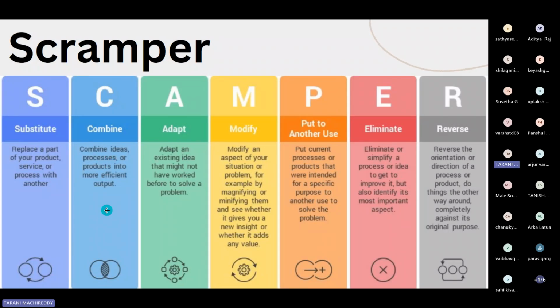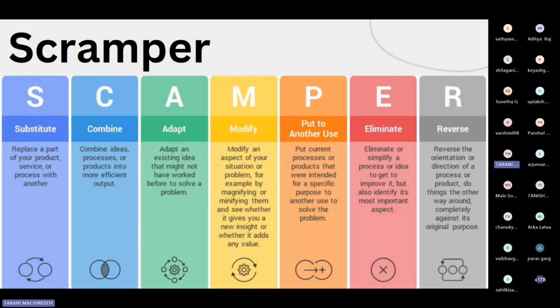And C stands for combine, where combine includes, okay, what features can we combine with our water bottle? Like inbuilt filter, can we combine inbuilt filtration for our water bottle, or we can give a storage supplement of vitamins, medicines to take along, or can we just give a handle to the bottle to carry it easily? And A stands for adapt, where we can adapt an existing idea that might not have worked before to solve a problem. Combine means adding a new idea. So how can we adapt the water bottle for different users or situations? Like, how can we make our water bottle useful for athletes or sports persons?